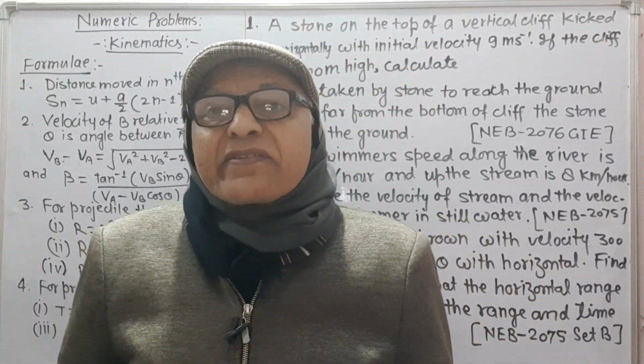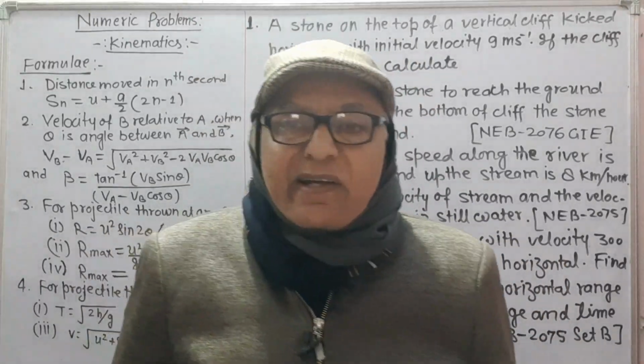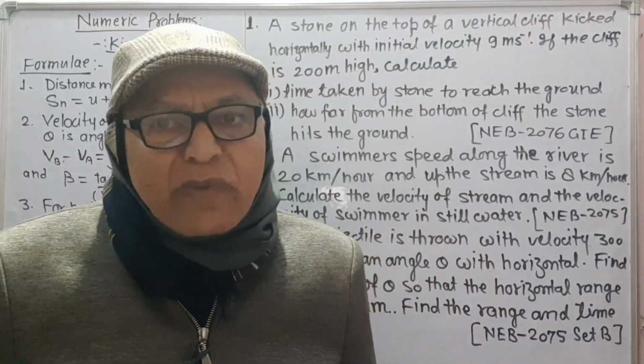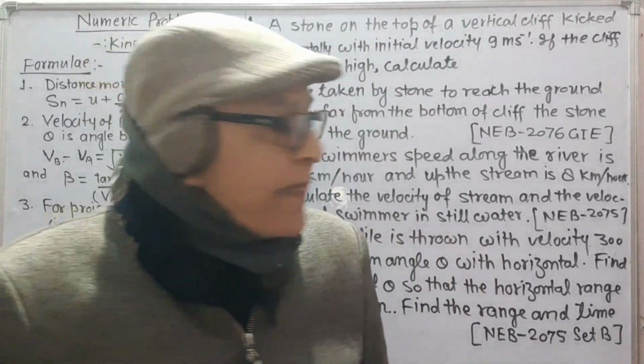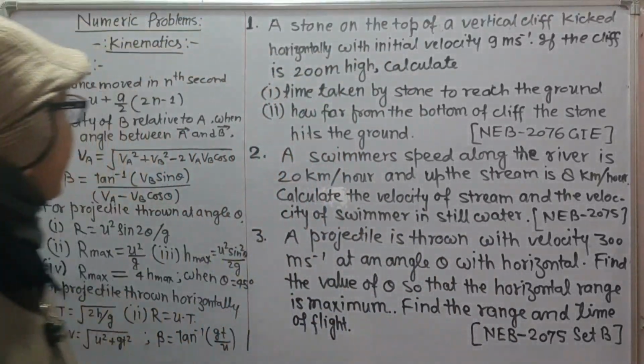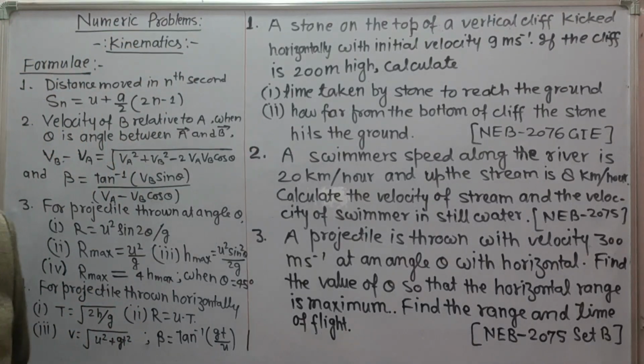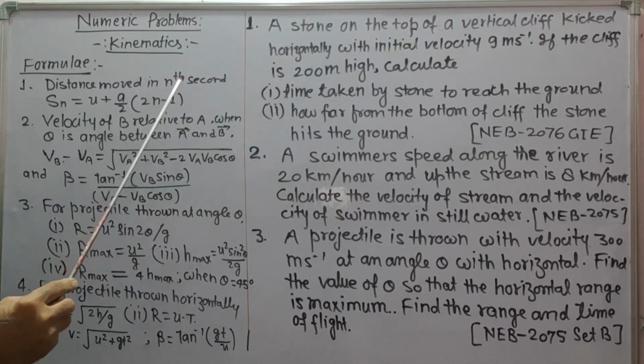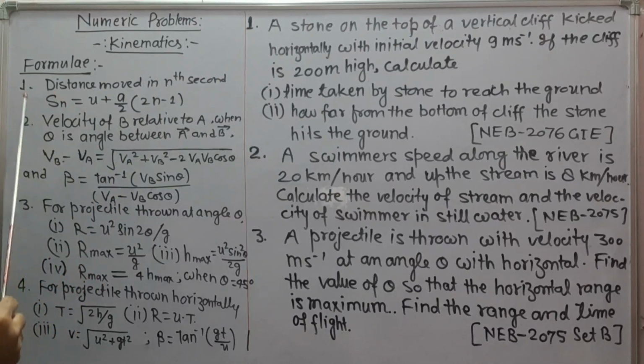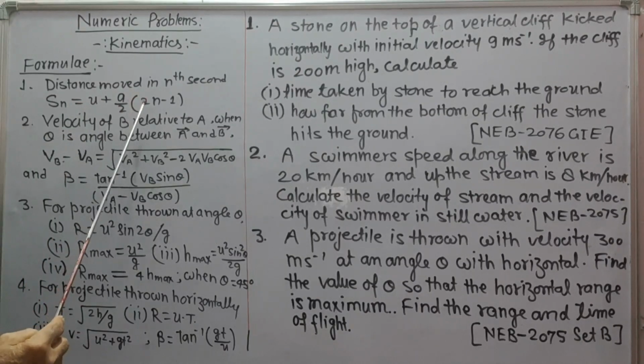Hello dear students, we will solve some numerical problems related to kinematics today. At first let us review the related formulas. Distance moved in nth second is given by Sn is equal to u plus a by 2 into (2n minus 1), where a is acceleration and u is initial velocity.